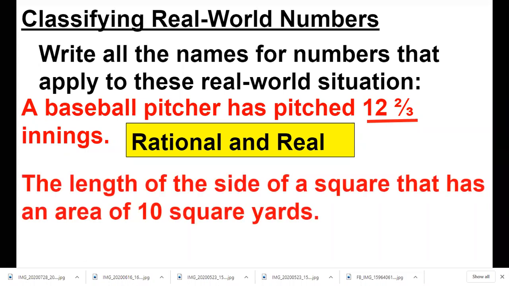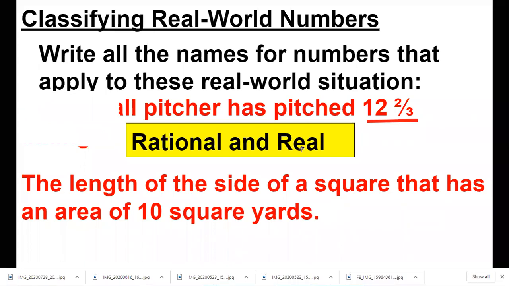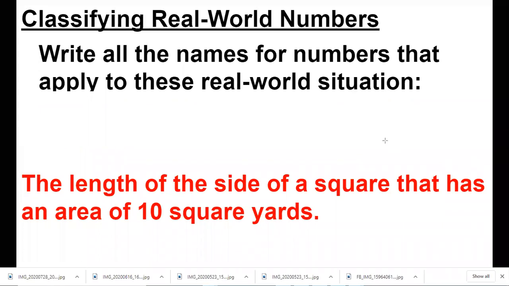Okay, the length of the side of a square that has an area of 10 square yards. Now this one might be a little more difficult. I'm actually going to put a little white box here so that we can cover up some of the previous one for a minute so we have a little bit of writing space. Okay, the length of the side of a square that has an area of 10 square yards. So let's draw our square.